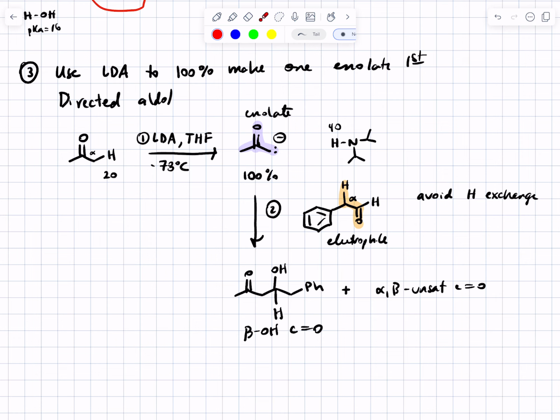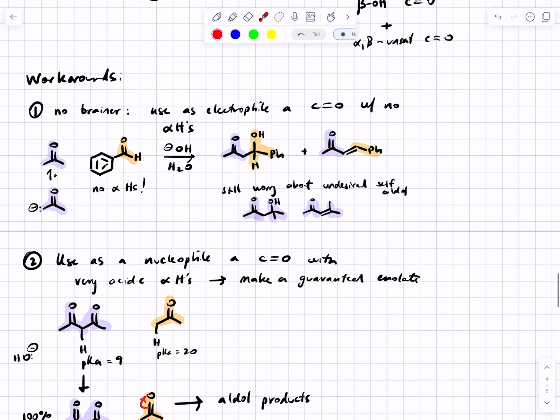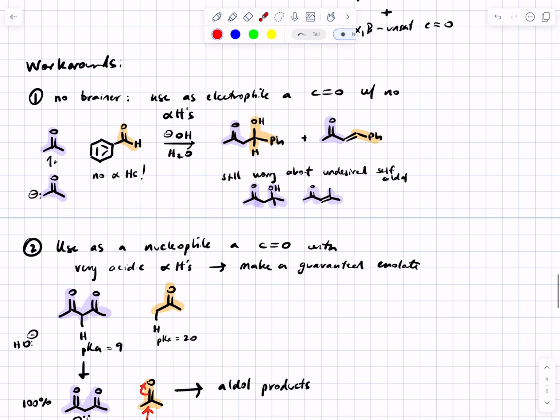Yes? Could you do it with formaldehyde? Sure. You could use formaldehyde as an electrophile. So that would fall in the strategy of using an electrophile with no alpha protons. Yep, good. Others?